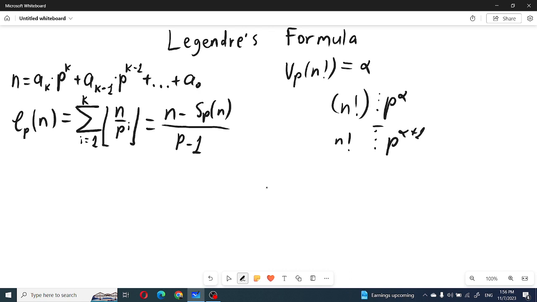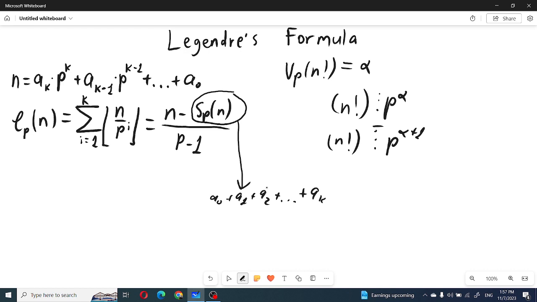And we will show that this can be computed like this: floor of n over p plus floor of n over p squared, up to floor of n over p to the k, if the p-adic representation of n is like this. Or Legendre's formula is that it equals (n minus sp of n) over (p minus 1). And what is sp of n? This is the sum of the digits if we write the number n in base p. So in this case it will be a0 plus a1 plus a2 up to ak.